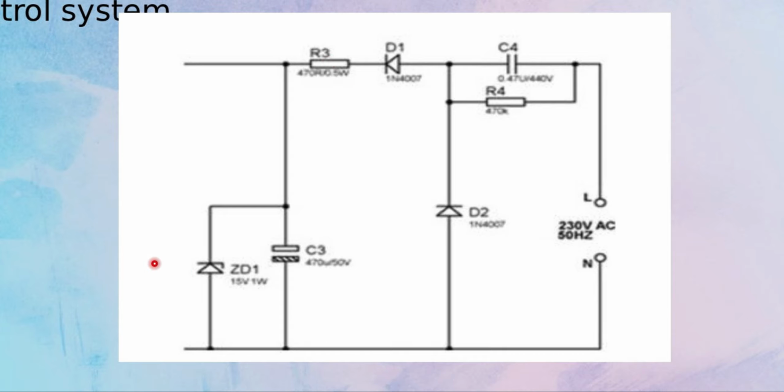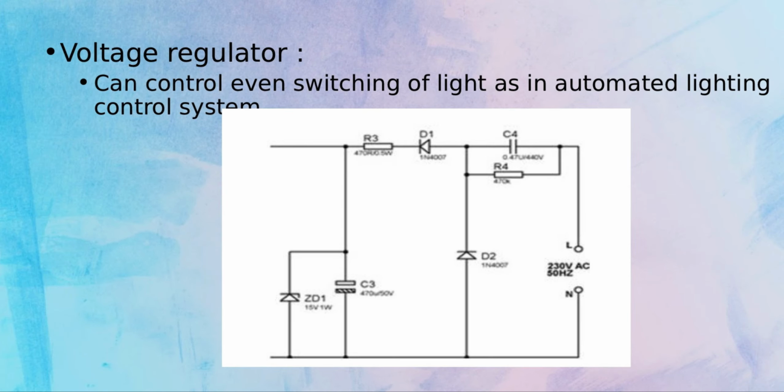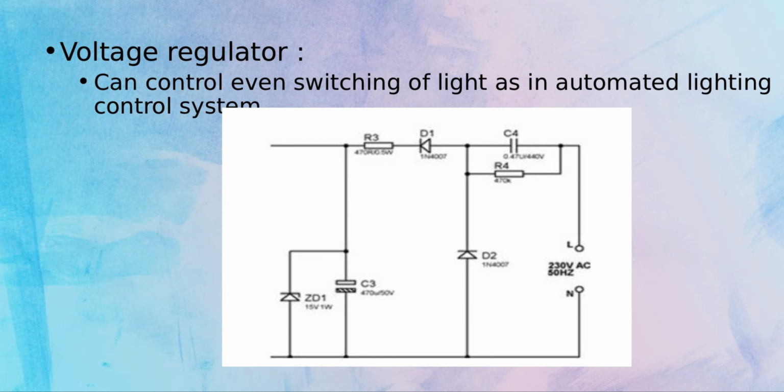Now what does a Zener diode do? It takes this rectified DC current and regulates it to a constant 15 volts, which could be used for various applications like even control of switching of light, as in the automated lighting control systems.